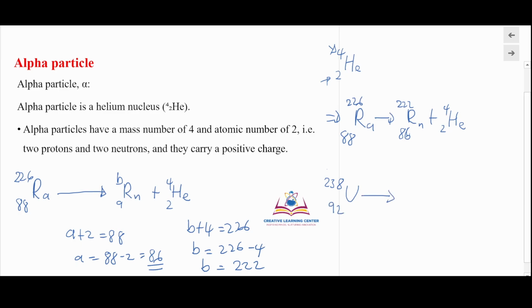This compound can undergo decay by emission of an alpha particle to give us another unstable compound, which is thorium. Here, there will be another alpha particle being given out, 4 and 2. You have to remember that. If you try to balance, this will be 238 minus 4 to give us 234. Now 92 minus 2 to give us 90. You are seeing another component is being formed by that reaction. It depends on what particle is being emitted in that reaction.